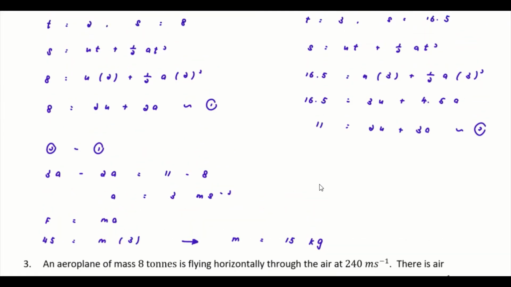Okay, I guess that's easier. It's just simultaneous equations. You need to form two equations. Then after that, you find your a. Then you use your a to help you find the mass.